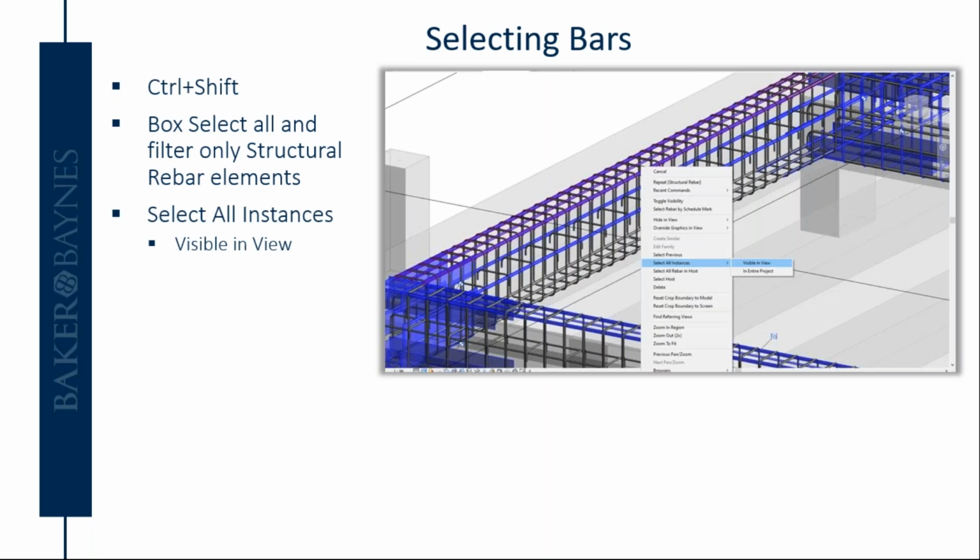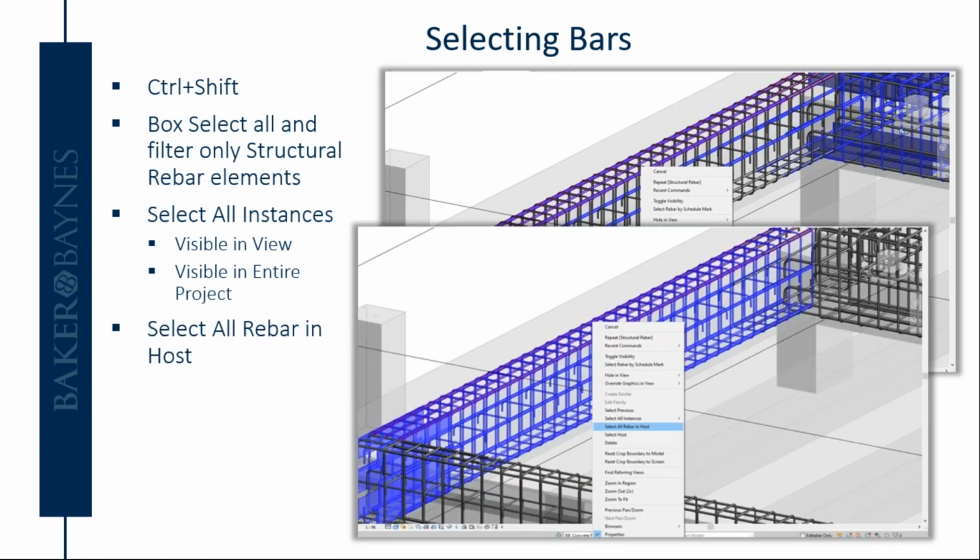The first one is select all instances that are visible in the view. That means whatever view you have open, all the elements that have the same type will be selected. In the case of rebar, type refers to the bar size. So whether it's a link, hook or straight bar, if they're all Y16s, they are the same type, and they will all be selected in that view. The second one is all the elements visible in the entire project, so in various views as well. And then there's the option to select all rebar in host. The host refers to the concrete element that is hosting the rebar, right? So the beam is the host of the rebar that you're seeing on screen now.